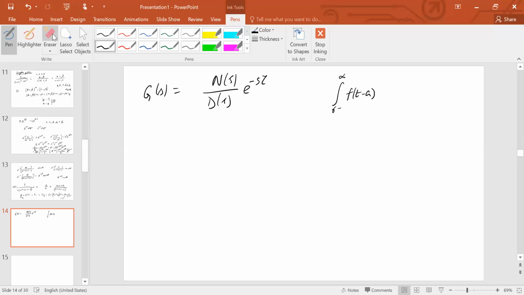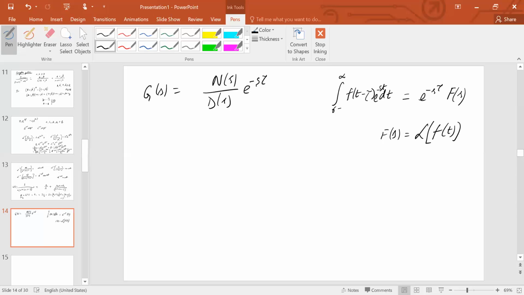So the integral of f of (t minus tau) times e to the power minus st dt. If you take the Laplace transform of this delayed function, then you will find that it's going to be e to the power minus s tau times F(s). That F(s) is nothing but the Laplace transform of f(t). So we know this result.